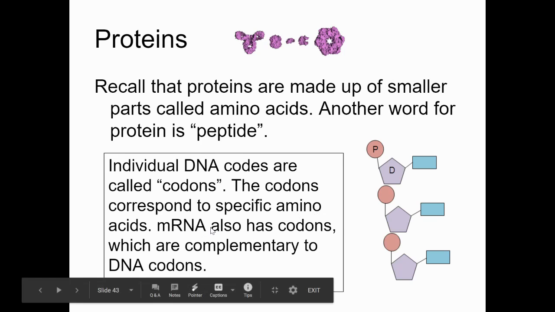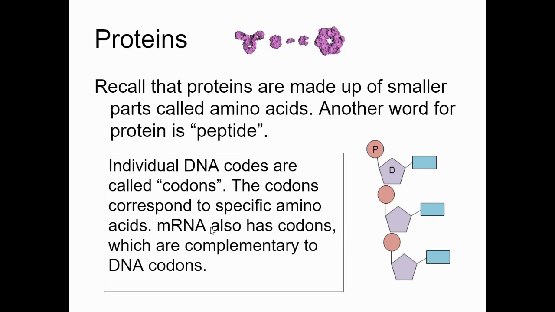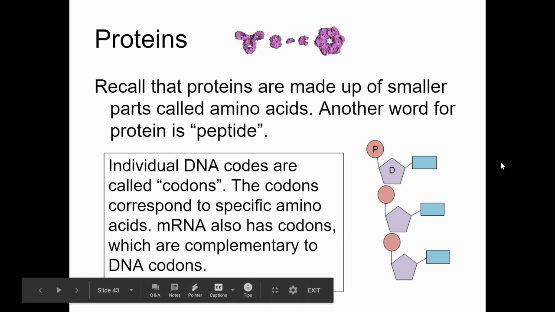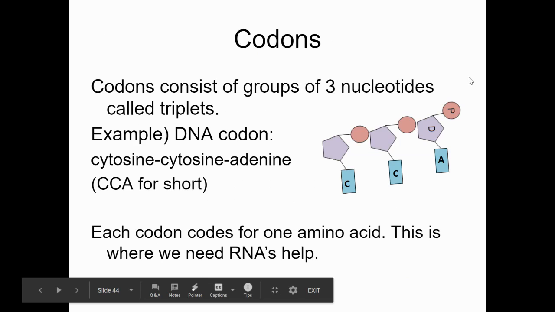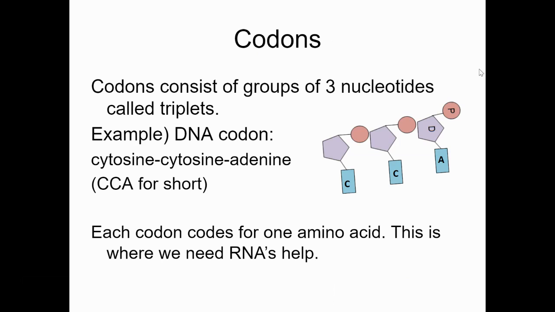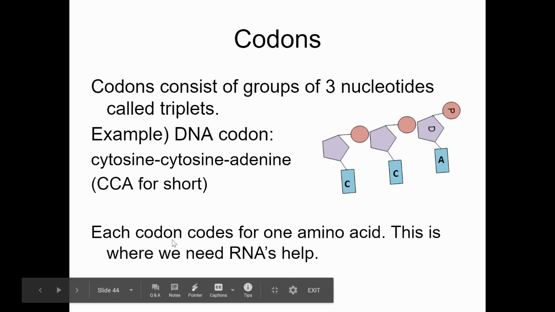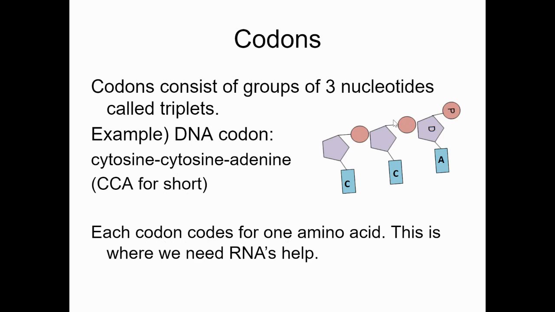Our mRNA is also going to have those complementary codons. So we can see that here. We've got our three nucleotides that are a part of DNA. That's cytosine, cytosine, adenine, CCA for short. Each codon is going to code for just one amino acid, and that's where we need RNA's help.